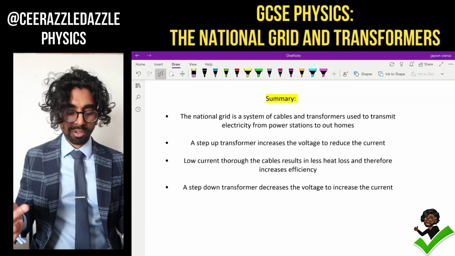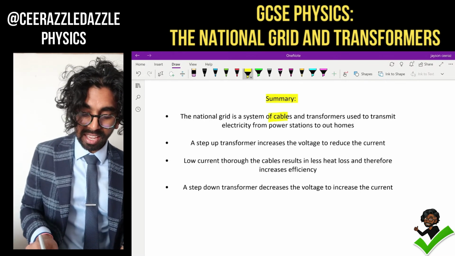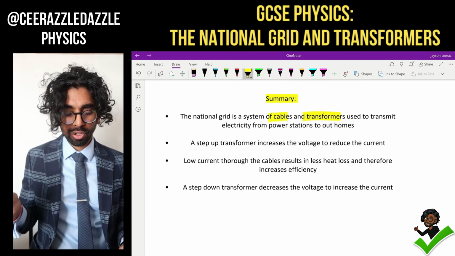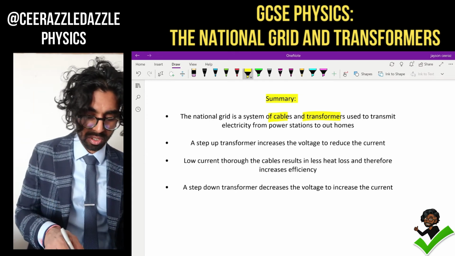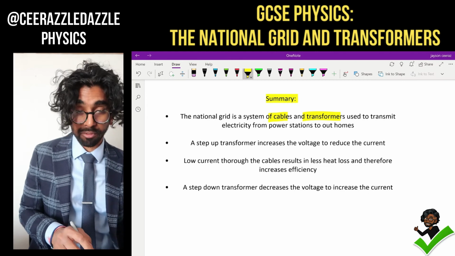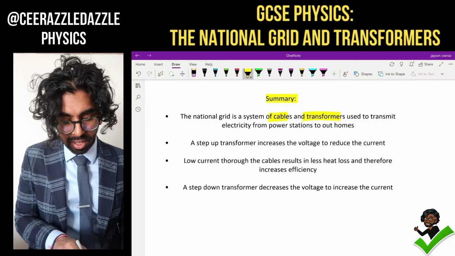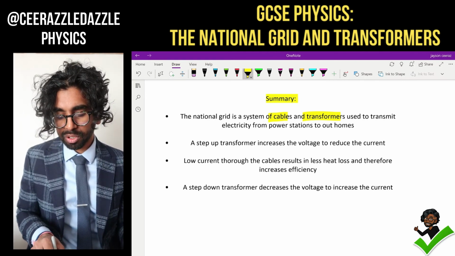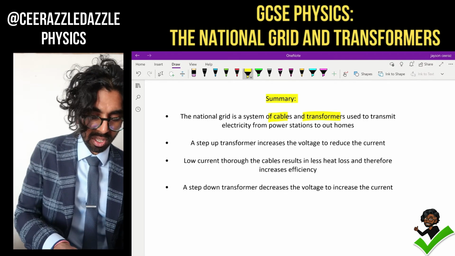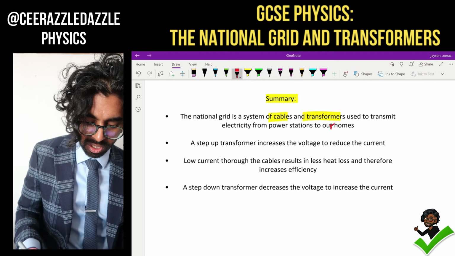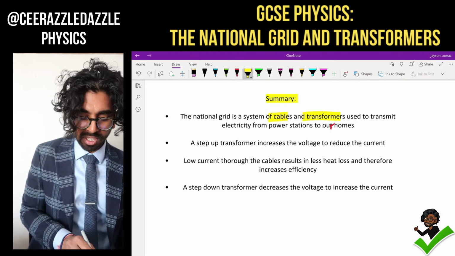Now, summary for this part of the course. So, what exactly is the national grid? It is a system of cables and transformers used to transmit electricity from the power station to your house. So, it's formal definition, put that down. The national grid is a system of cables and transformers used to transmit electricity from power stations to our homes. That's an R there for our homes. Can't spell today.